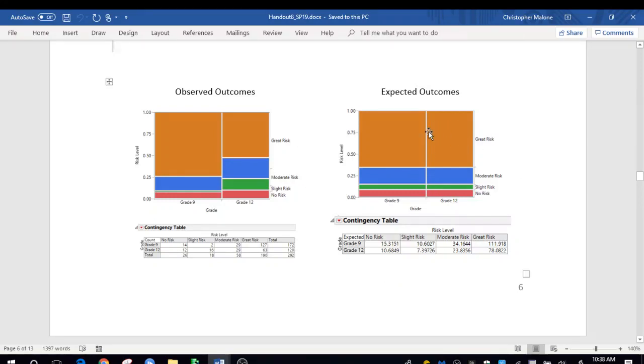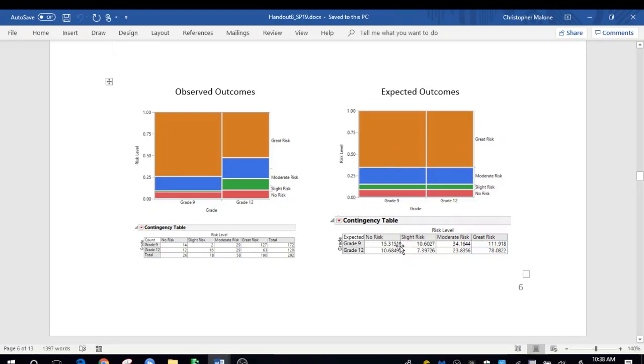So again, the expected outcomes are obtained assuming there's no difference between the grade 9 and grade 12. And what the chi-square test is doing is trying to determine whether or not the outcomes on the left here, the observed outcomes, are far enough away from the expected outcomes under a no difference situation.